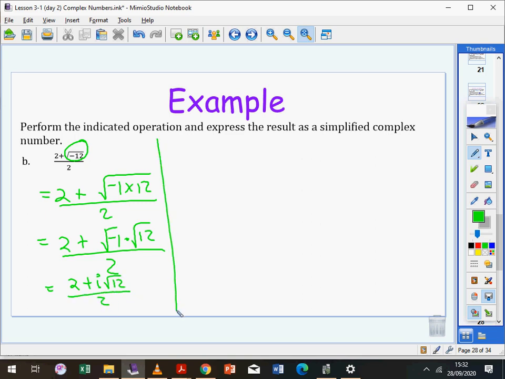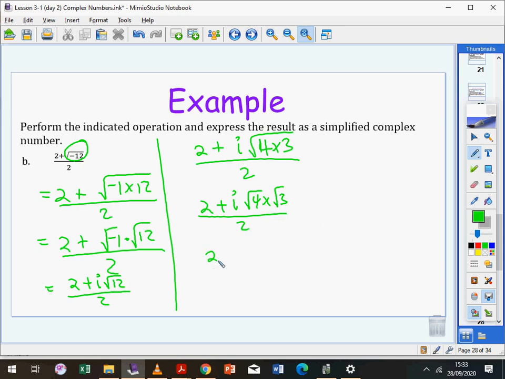Now, that is simplified because I don't have the negative square root anymore, but it's not in its simplest terms because 12 can still be broken down. So that's 2 plus i square root of 12, which is the same as 4 times 3, divided by 2. 2 plus i square root of 4 times square root of 3 divided by 2. Square root of 4 is 2, so that is 2 plus 2i times square root of 3 divided by 2.